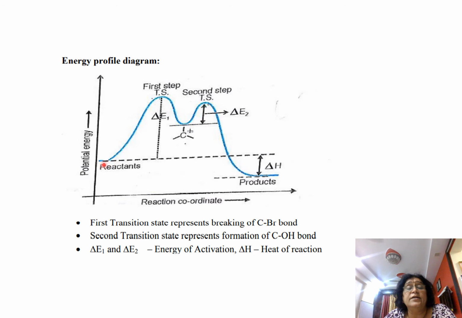So here the reactant is about to break the carbon-bromine bond and the activation energy required is more. Here it is a transition state, here it is a carbocation. So the energy required to form the transition state is less because it is already in the reactive mode. Clear? Okay.